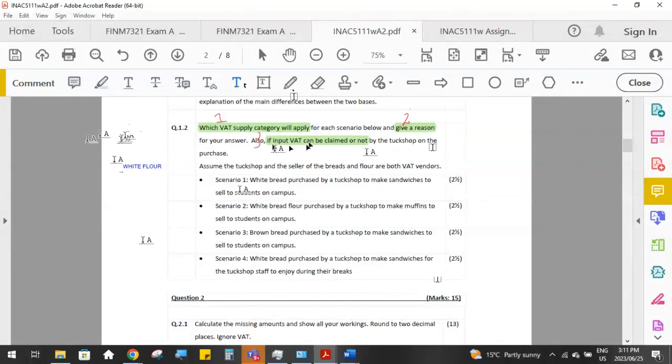So a lot of students in some of these questions, they correctly identified that it was a zero rated item, but then they said, yes, the business can claim the VAT. So like, which VAT are they going to claim back if it's a zero rated item? There's no VAT to claim back. So you must also use your common sense and really think about what you are answering in terms of the question. So let's take a quick look at the individual scenarios.